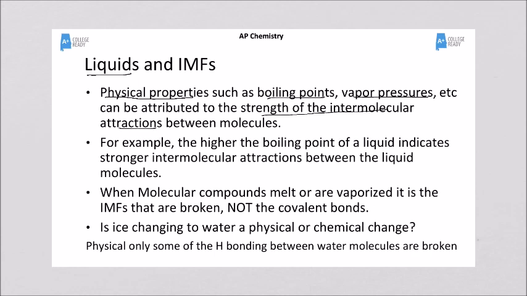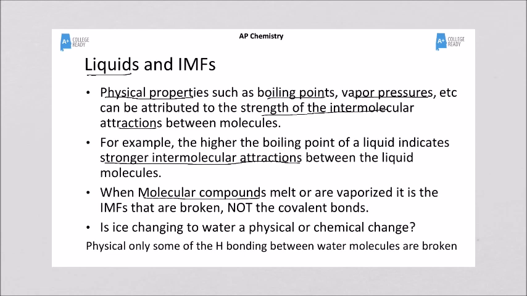Okay, so for example, the higher the boiling point of a liquid, like water boils at 100 degrees Celsius, that is very high considering water is such a small molecule. So that indicates that water has strong IMFs between its liquid molecules, and we know now that those are hydrogen bonding. Now, when molecular compounds melt or vaporize, it is IMFs that are broken, not the covalent bonds. Okay, and this is really important, and we'll keep talking about this. So notice when we say molecular compounds, these are things we draw a Lewis structure for.